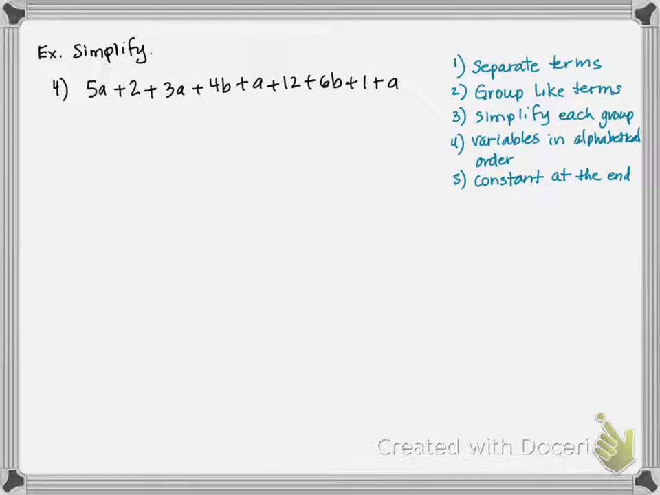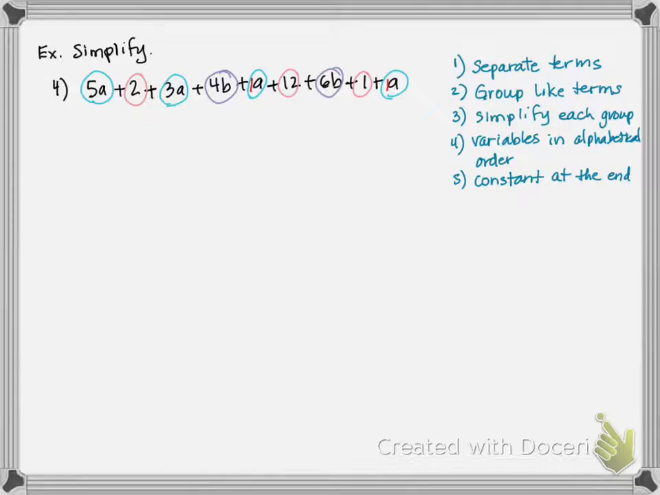So I'm going to color code my terms. So I have a 5a, I have a 3a, I have an a, and I have an a. So I've got to remember that that means 1a and that means 1a. Okay, next, I'm going to go with constants. So we have a 2, we have a 12, and we have a 1. And then last, let's do this color, and we've got B's, 4B and a 6B.